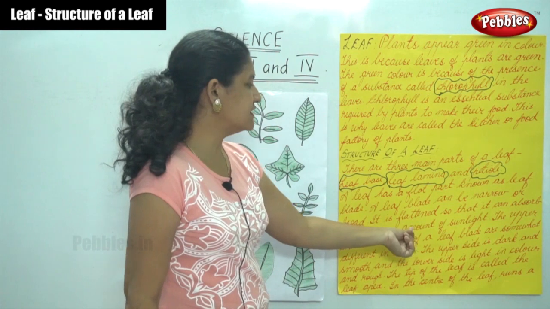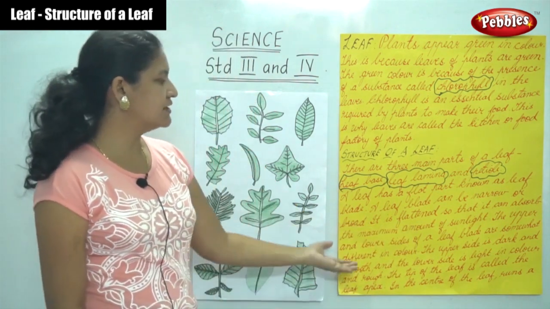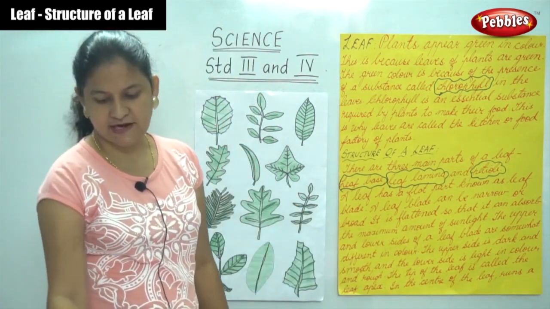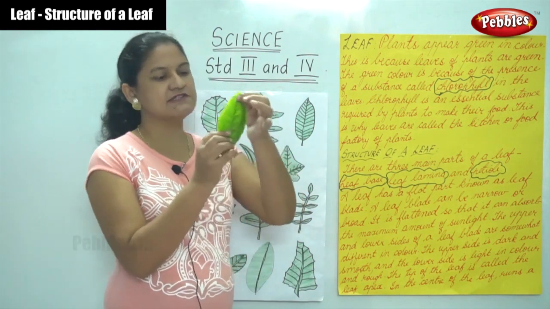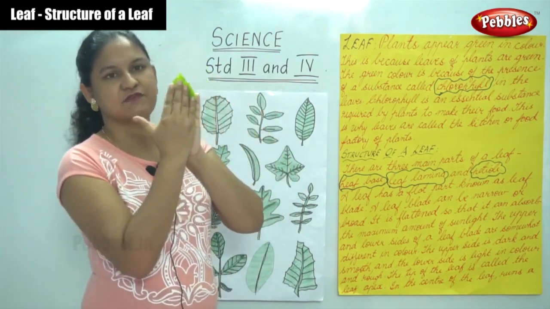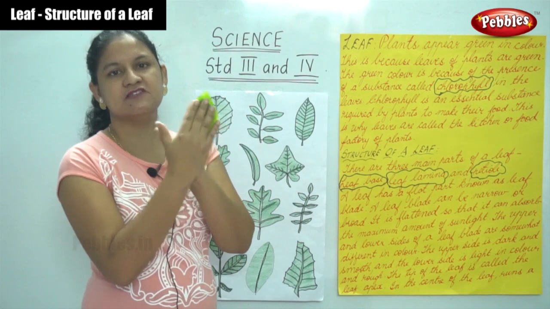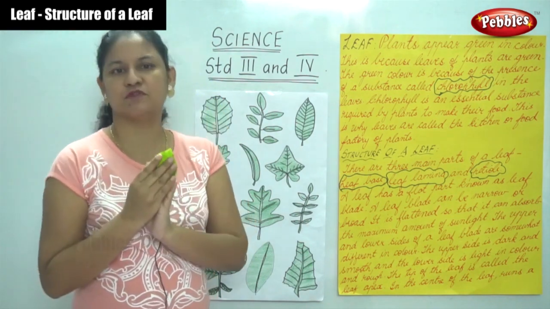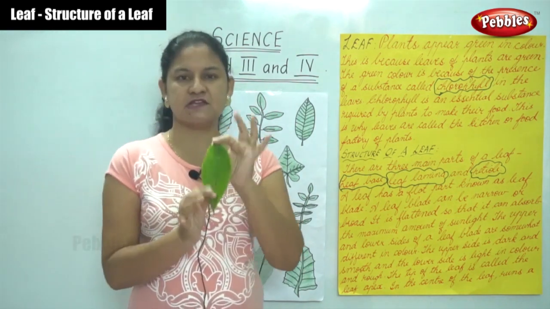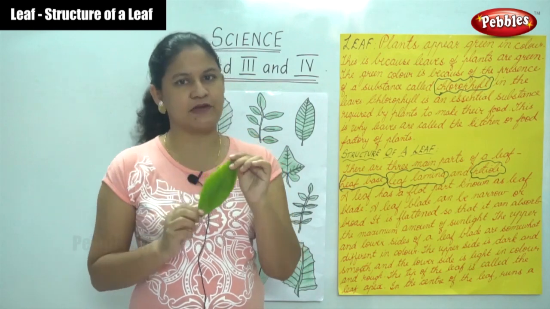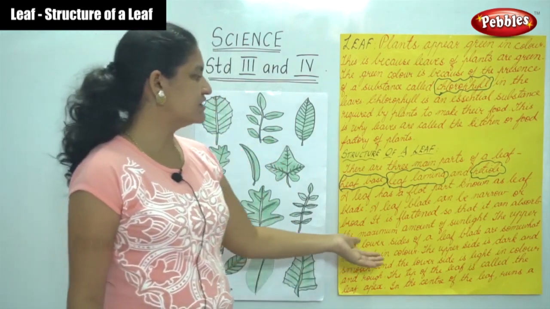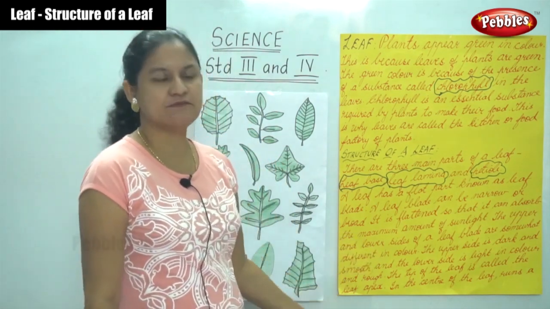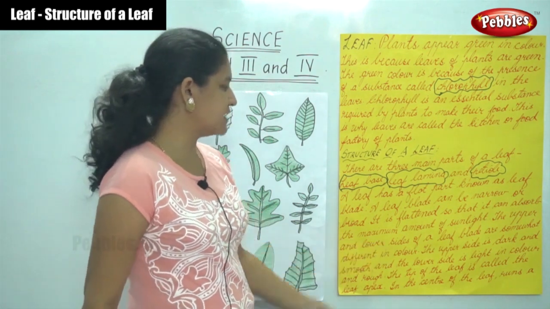It is flattened so that it can absorb the maximum amount of sunlight. You can see the leaf is flattened. This is because it needs to absorb the maximum amount of sunlight, since only with the presence of sunlight can a plant prepare its food.